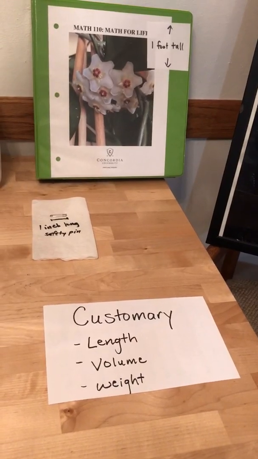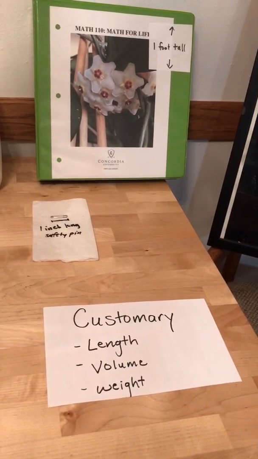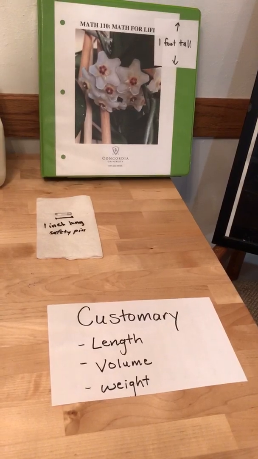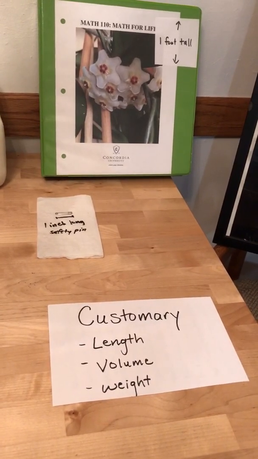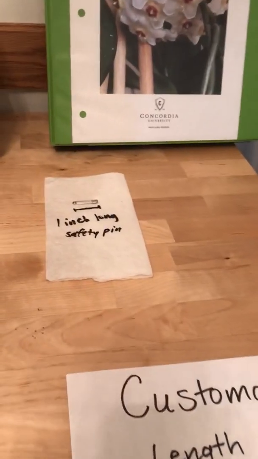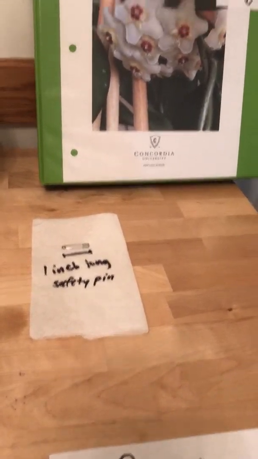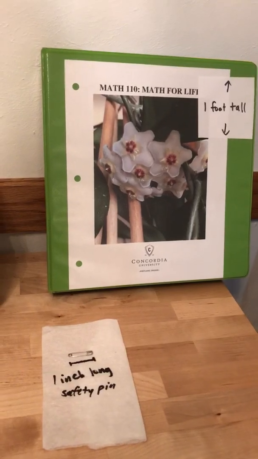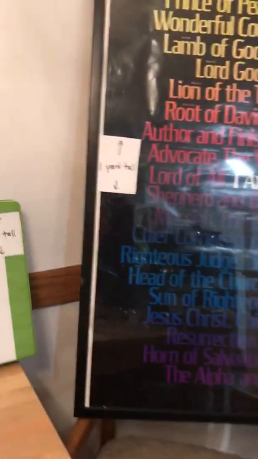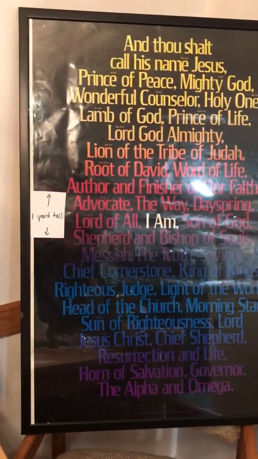To just introduce you to customary units of measurement and then metric units of measurement. So let's start by customary units of length. We see that a safety pin is simply 1 inch long, a 3-ring binder is 1 foot tall, and this poster is 1 yard tall.